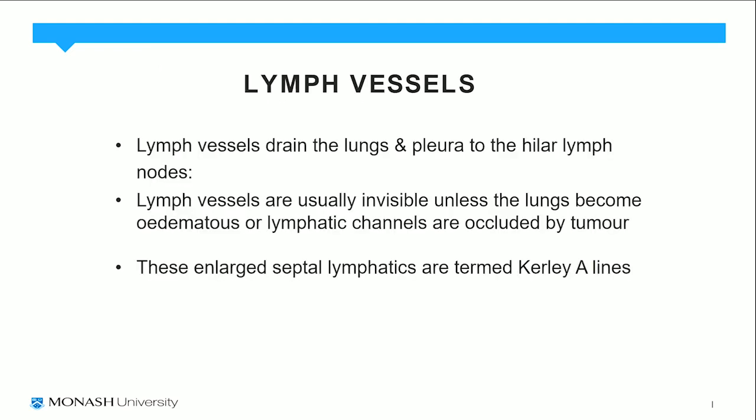And finally, lymph vessels drain the lungs and pleura to the hilar lymph nodes, and the lymph nodes are usually invisible unless the lungs become edematous or lymphatic channels are occluded by tumors. These enlarged septal lymphatics are termed Kerley A lines.